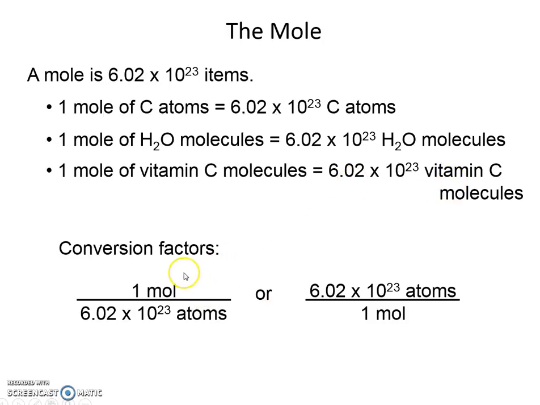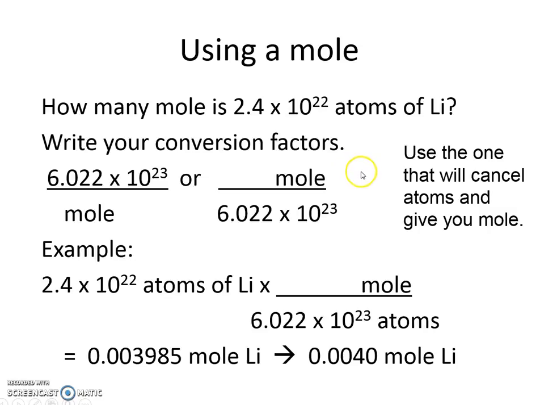So we can write conversion factors from an equivalency. If we have a mole and we're considering atoms, then there's 6.02 times 10 to the 23 atoms. Or we can flip it over like we learned to do with our other conversions. So to use a mole, we can take a number of atoms and say how many moles that is of those atoms. All you have to do is use this conversion factor that 6.022 times 10 to the 23 is equal to a mole, and flip it over if you need to. You choose the one that gives you unit cancellation.